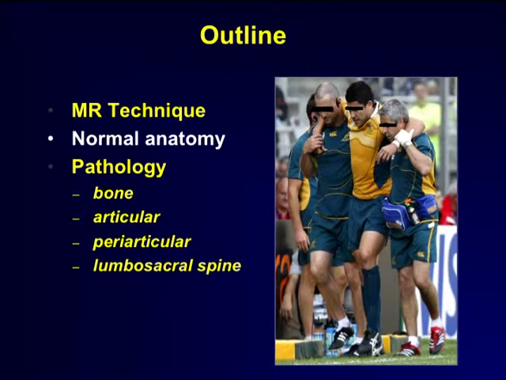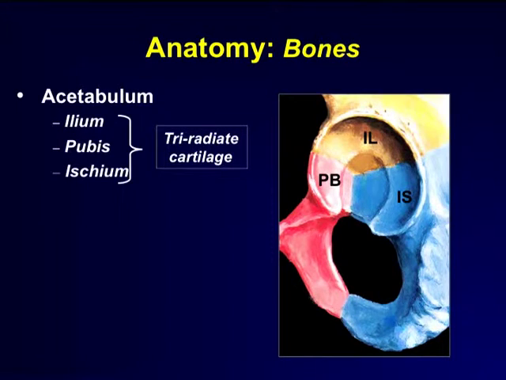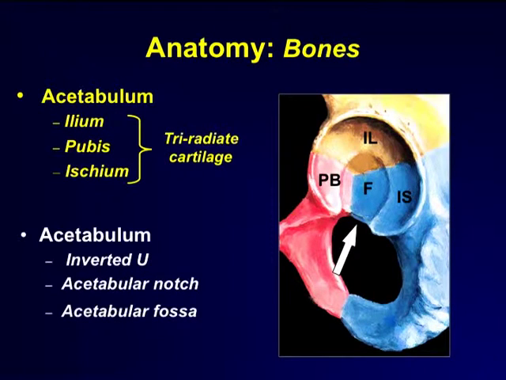We're all familiar with the acetabulum that forms at the triradiate cartilage from the iliac, pubis, and ischium. As we look at the acetabulum, it's an upside-down U pointed slightly forward that has an acetabular notch. It's like a horseshoe. It's incomplete down here.